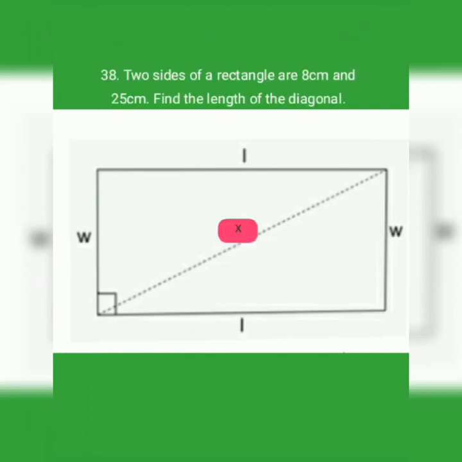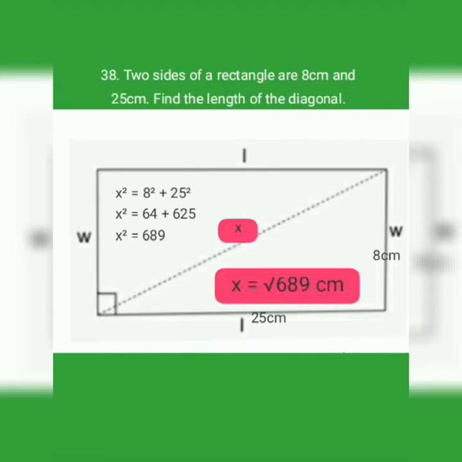Two sides of a rectangle are 8 centimeters and 25 centimeters. Find the length of the diagonal. Since there is a right triangle formed, we can still use the Pythagorean theorem, and that will be x squared is equal to 8 squared plus 25 squared, where x represents the length of the diagonal. 8 squared is equal to 64, while 25 squared is equal to 625. 64 plus 625 is equal to 689. Therefore, the length of the diagonal is square root of 689 centimeters.